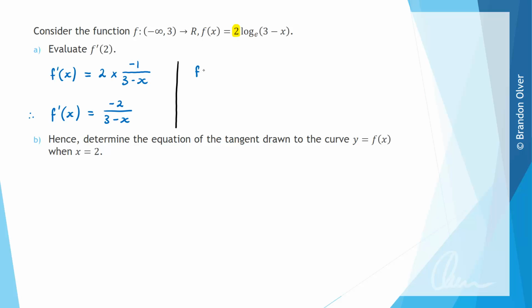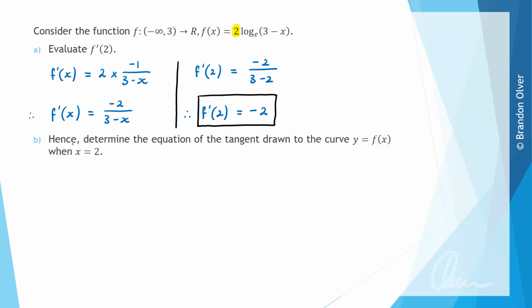However, we were asked to calculate f dashed of 2, so we need to substitute 2 into here. So we'd have -2 divided by 3 subtract 2 on the bottom line. So therefore, f dashed of 2 is going to equal -2 divided by, and on the bottom line that's going to be 1. So we're just going to get -2. So that is the answer to part A of this question.